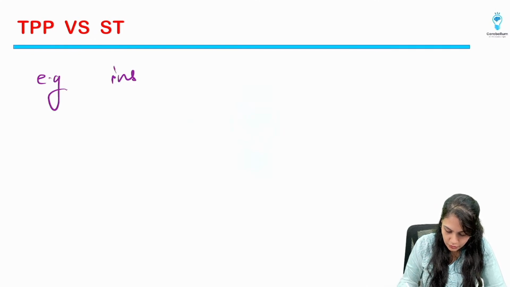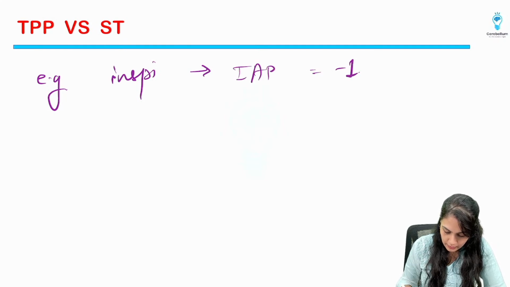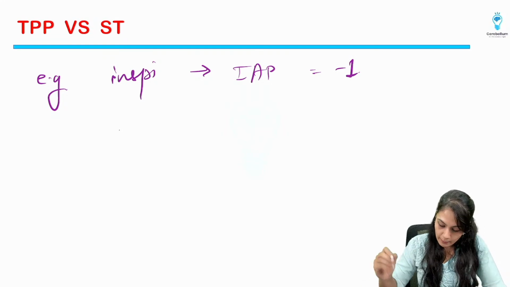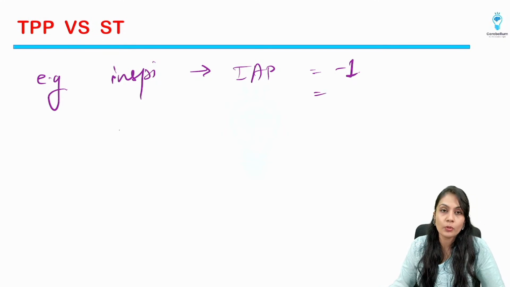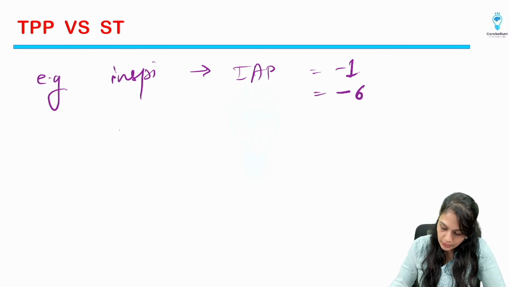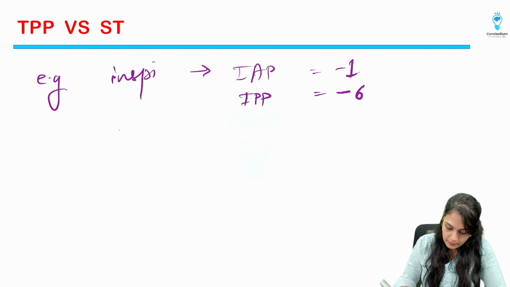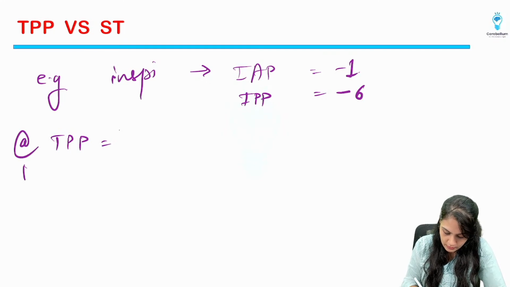For example, let's say during inspiration, the IAP becomes -1, right? So before, how much was it? IAP was 0, right? But if we talk about intrapleural pressure during inspiration, it becomes -6. We know that from -2.5 it is going to go towards -6. So that I'm talking about IPP. So TPP at rest is equal to IAP minus IPP, that is 0 minus -2.5, that is going to be +2.5.